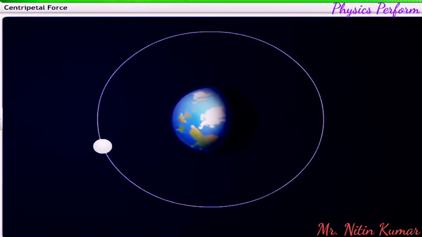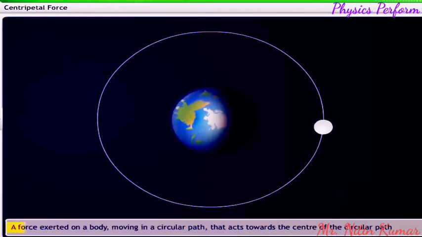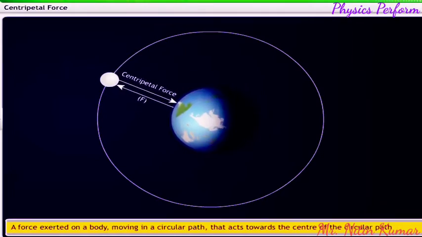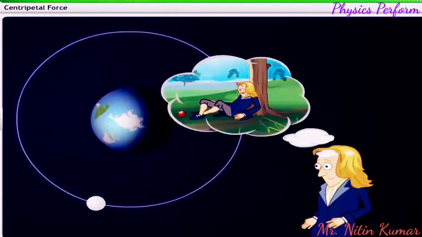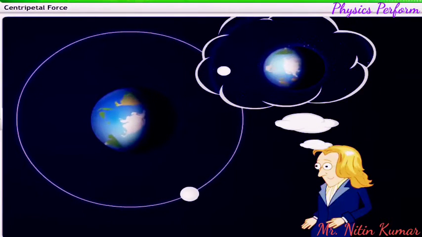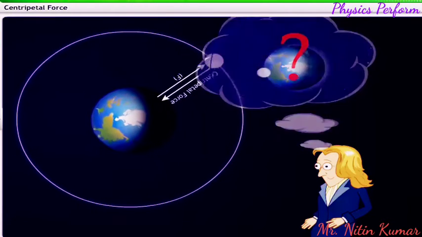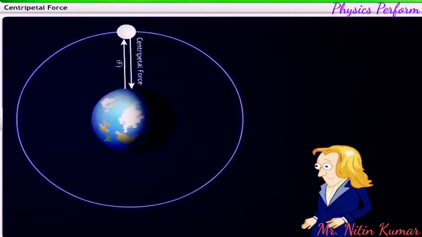The revolution of the moon around the Earth is also a result of gravitational force, which acts towards the center of the Earth. Such a force exerted on a body moving in a circular path that acts towards the center of the circular path is known as centripetal force. Newton originally thought that like an apple or a ball, all objects should fall to Earth. However, based on his study of centripetal forces, he was able to explain why this does not happen.